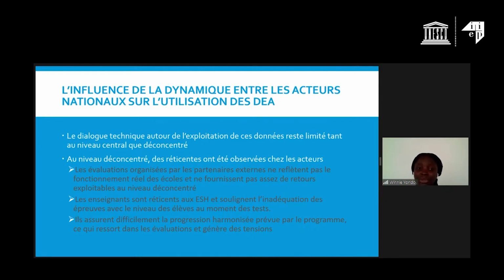At the decentralized level, most of the agents who are in charge of the assessments and data analysis have not received an appropriate training to use the data. And they have shown that they need to improve their skills, the skills they don't have. At the decentralized level, we have noted that not all players are willing to use the data, and the data do not reflect the way schools are operating, and this is the reason why teachers are not willing to use this data, because they don't give enough information.